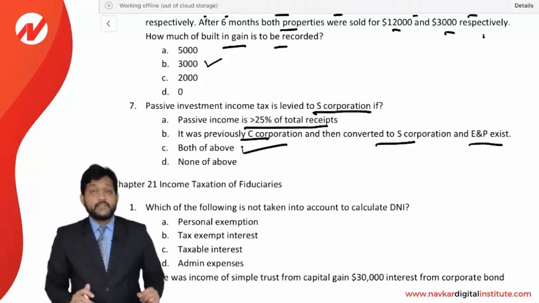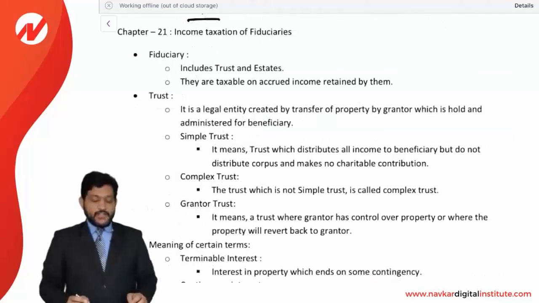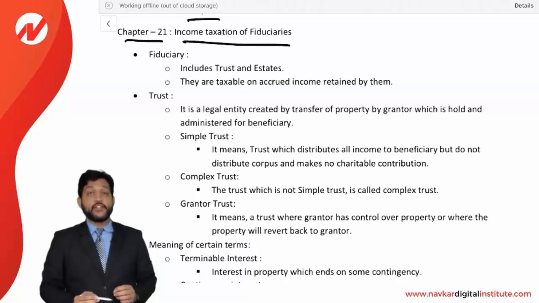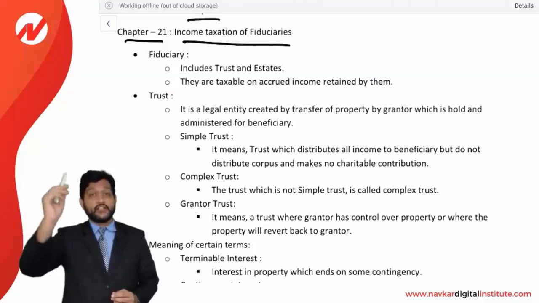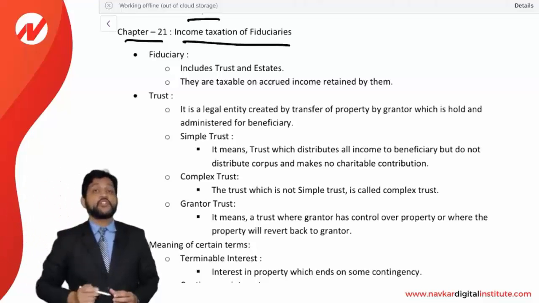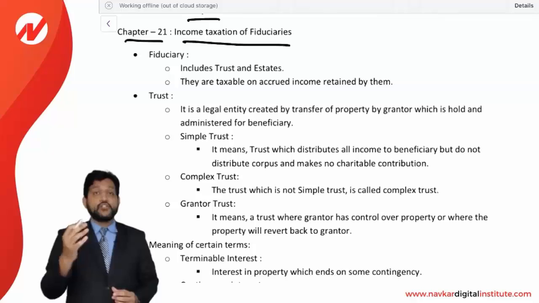So friends, these were the MCQs for chapter number 20, and it was the last session for S corporation. Now friends, let us see the discussion on chapter number 21, that is income taxation of fiduciaries. This is chapter number 21 in the entity taxation series. Till now we have discussed C corporation, S corporation, and partnership. Now we are talking about fiduciary. Fiduciary means trust or estate. On that we are going to check the taxability.